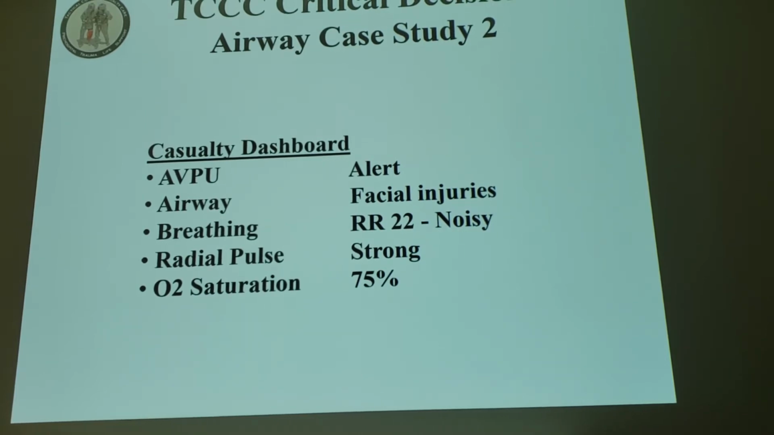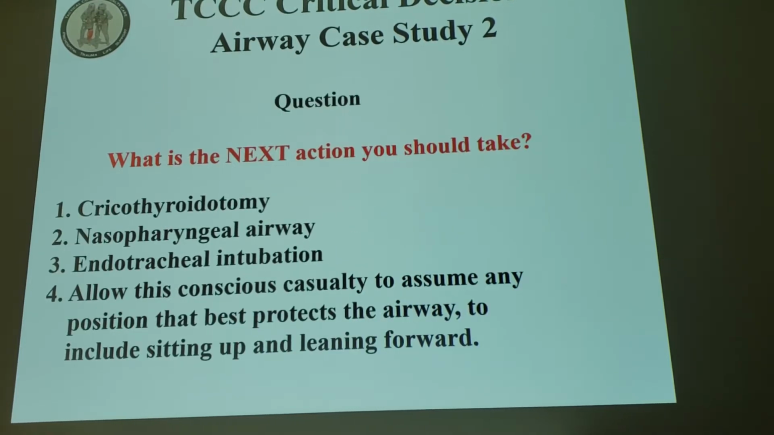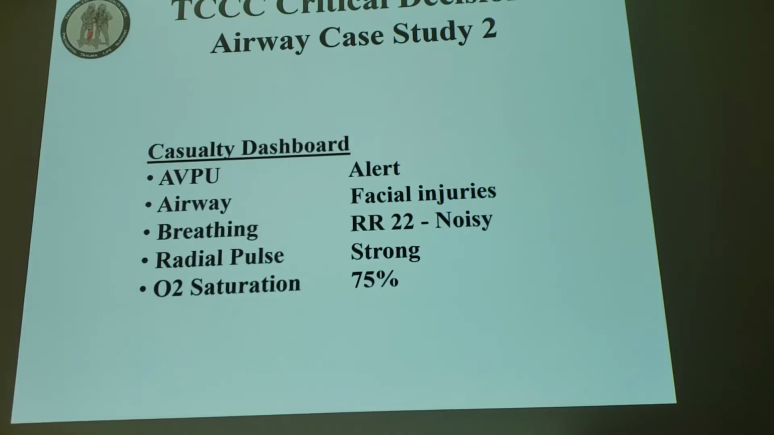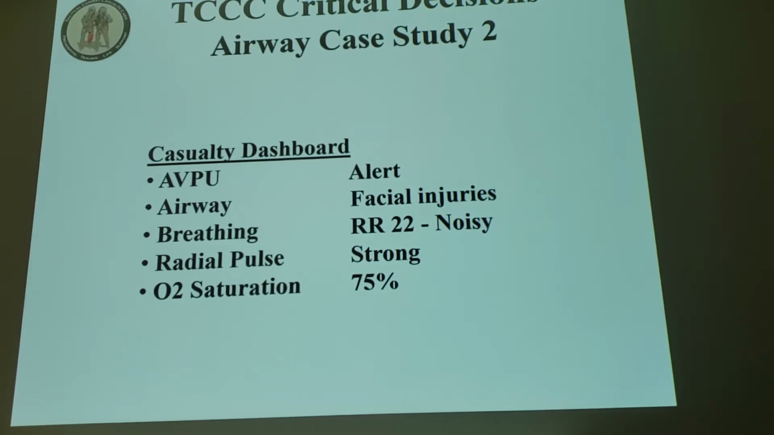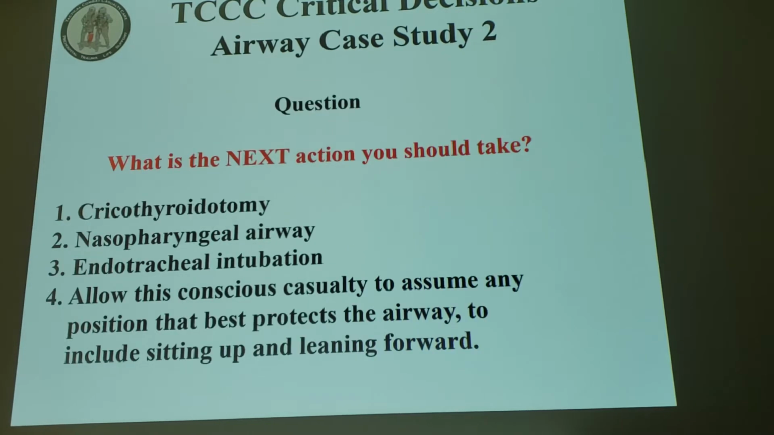Riddle me this. Let's see what we're gonna do. What is the next action you should take? Cric them, NPA them, endotracheal tube them. Allow this conscious casualty to assume any position that best protects the airway. It includes sitting up and leaning forward. What the heck? Well, I guess the next action would be to... And they're alert. So let's paint this picture, they're awake, right? They have facial injuries, they're noisy, strong, maxillofacial trauma. What are we gonna do?